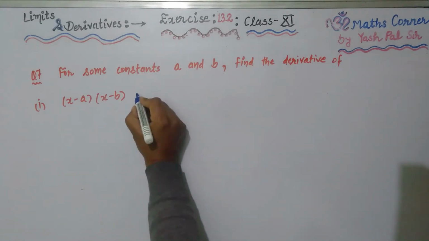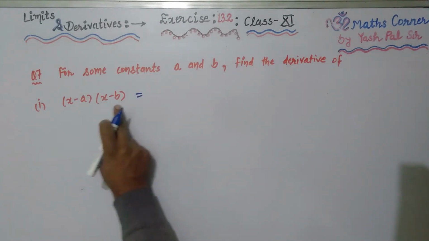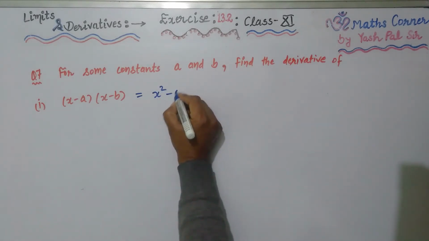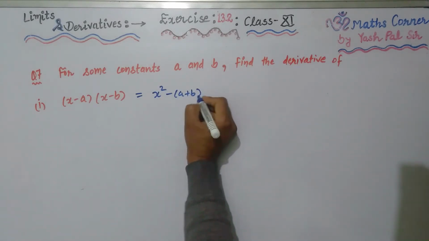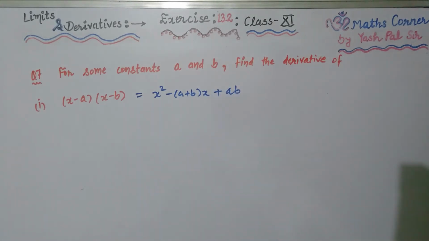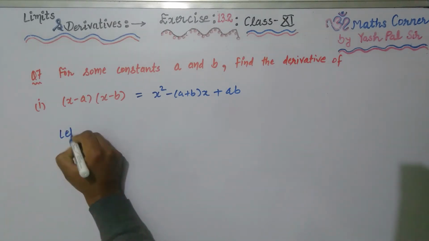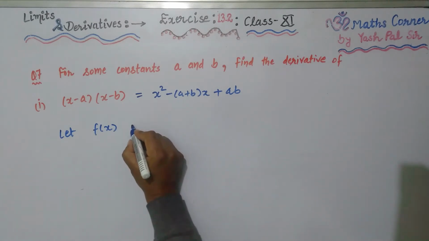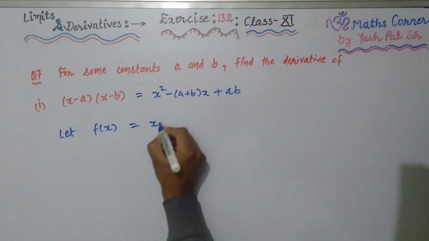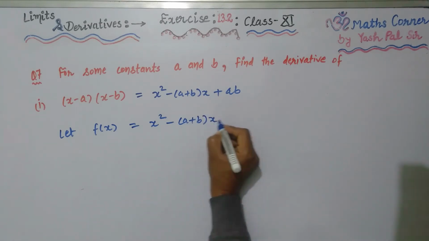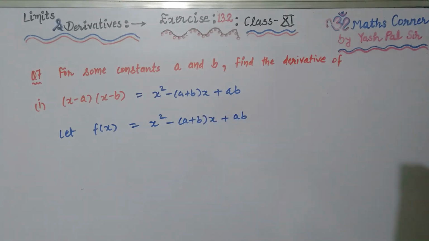First of all, what we do, we multiply this. This becomes x square minus (a plus b) into x plus a into b. Right? So now let f of x, the name of this function is f of x, is equal to x square minus (a plus b) into x plus ab.